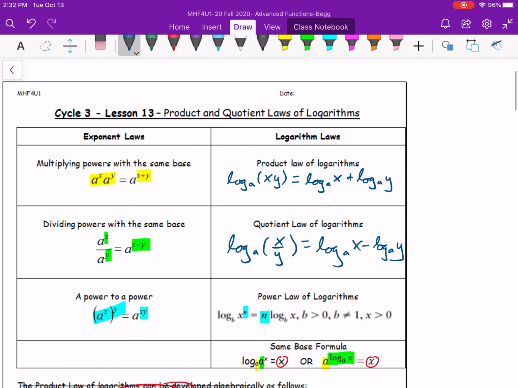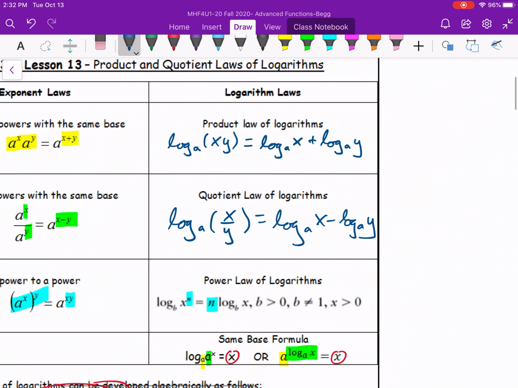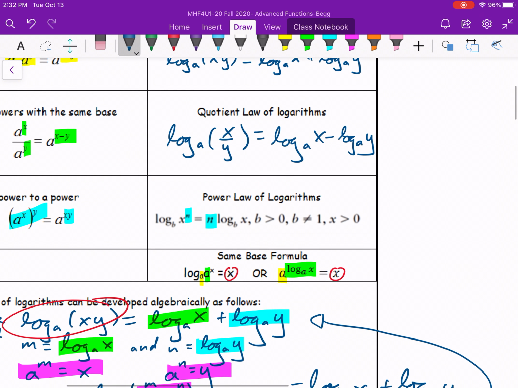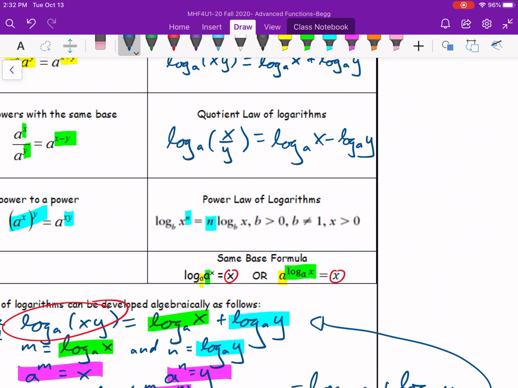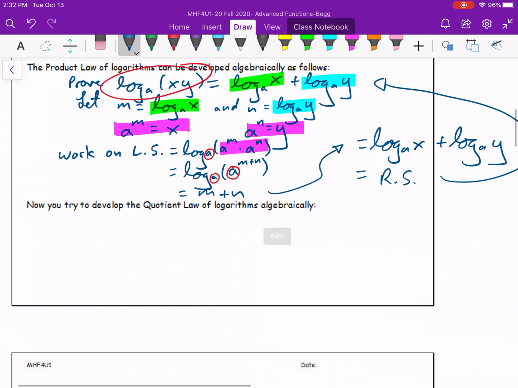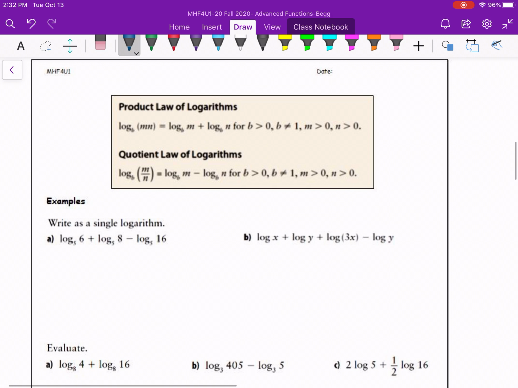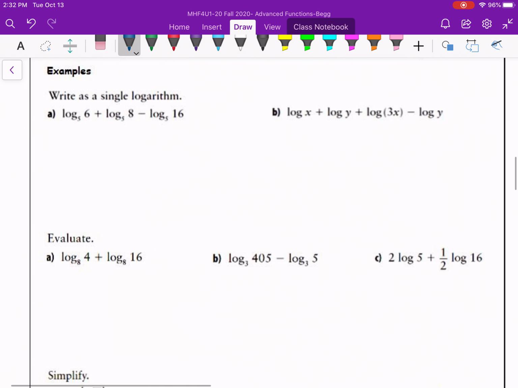So if we take it that these laws of logarithms are true, then we can use them to help us solve some different problems. And we can combine that with what we already know, which is that we can switch back and forth between exponential and logarithmic forms when that's handy. We can use the power law of logarithms that we already know. So we've developed quite a few tools now to help us simplify things.